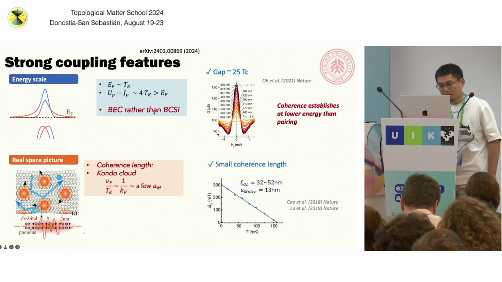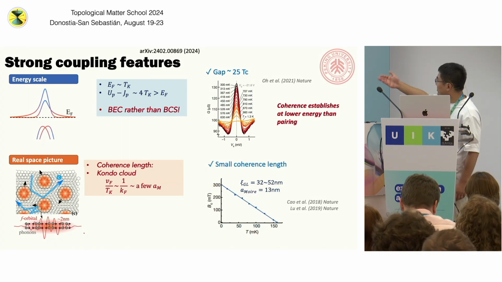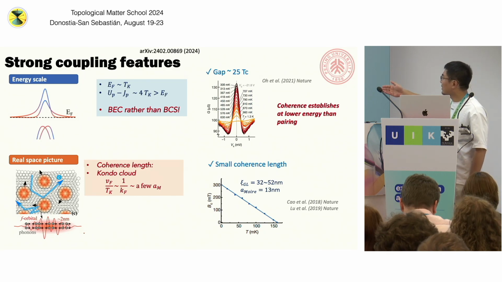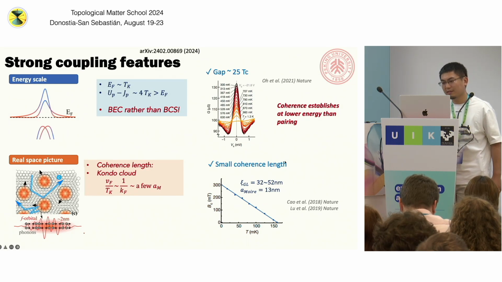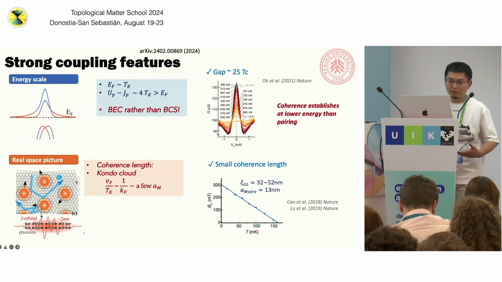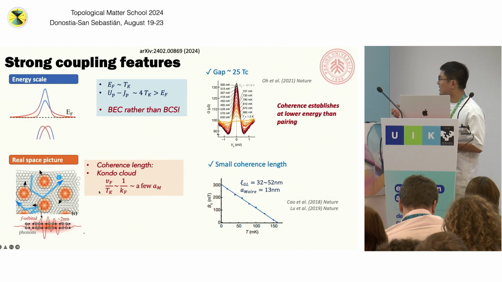I think this is also consistent with some observations where the pairing gap is much larger than the critical temperature. And this experiment, as I mentioned at the beginning, seems also consistent with the fact that the coherence length is very small. In real space, the pairing is like a molecular pairing.